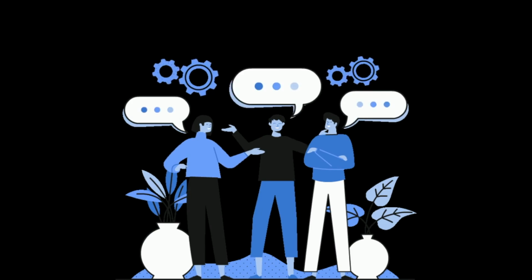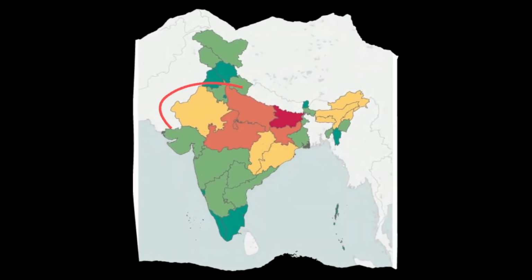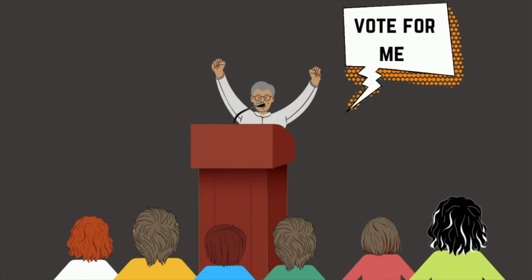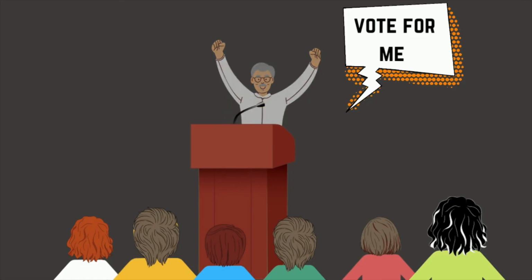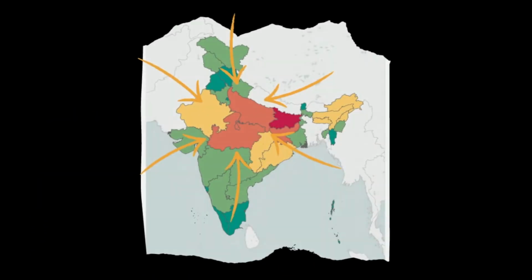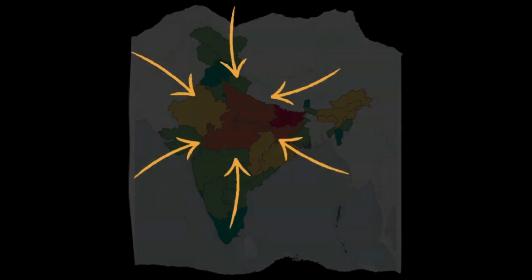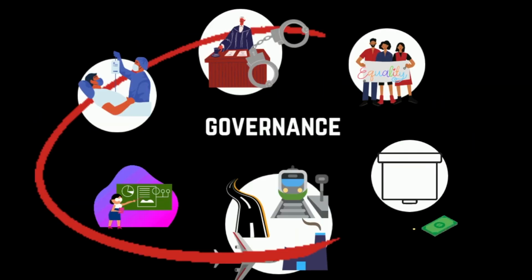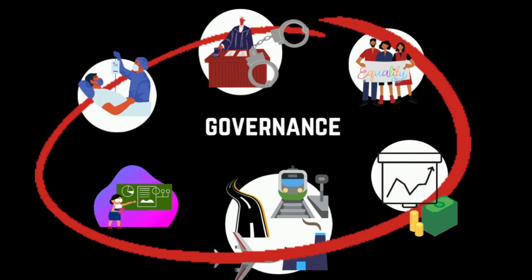But if we look closely, we can see that most people who are considered poor are present mainly in the so-called Hindi heartland area. This region also has the maximum number of MPs in the parliament and thus can decide the fate of this country. The overall development of India depends on this region. That means India's ranking in global indices could be raised only by improving the governance in these states.